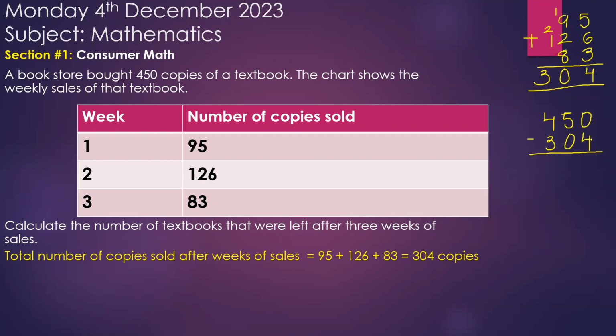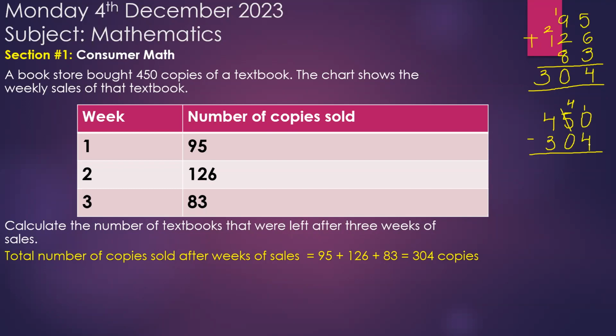Zero minus 4 is what? Zero. No, definitely not. Oh, negative 4. Okay, so we can't do that, right? So we have to what? Borrow. This will be 5, and this will be 1.